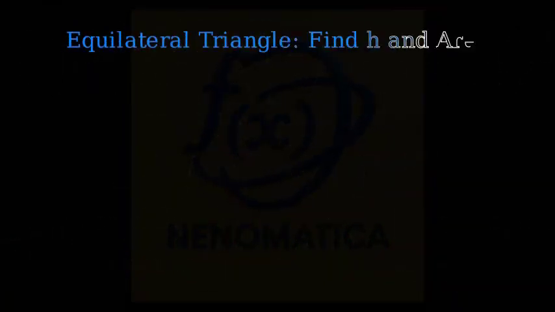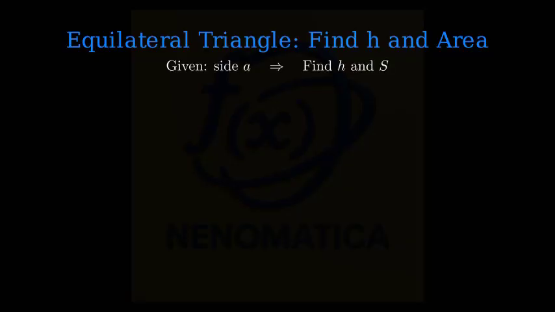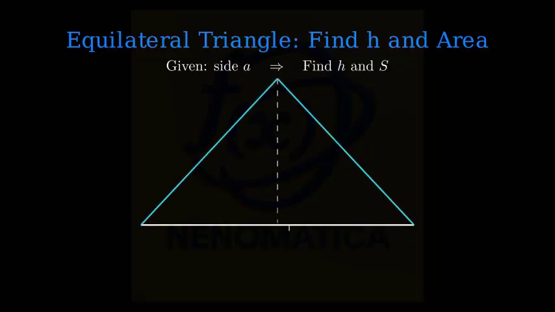Example. We are given an equilateral triangle with side length a. Our goal is to find the height h in terms of a and then the area in terms of a. Let's draw an equilateral triangle and drop its altitude. The altitude meets the base at the midpoint, creating a right triangle. We label the slanted sides. Each half of the base is a over 2, and the altitude h.